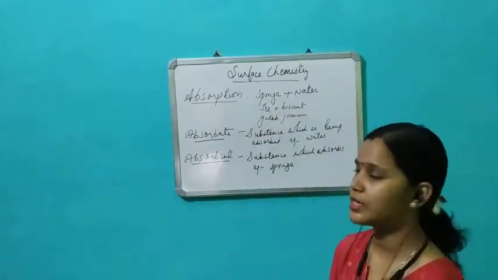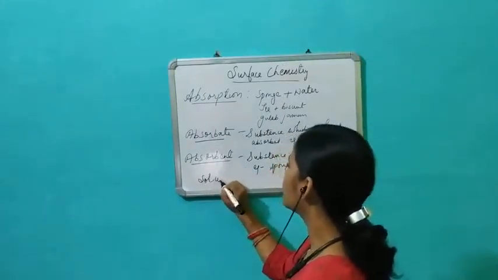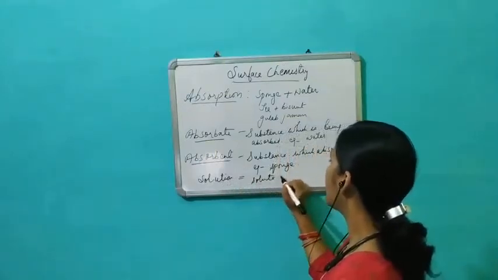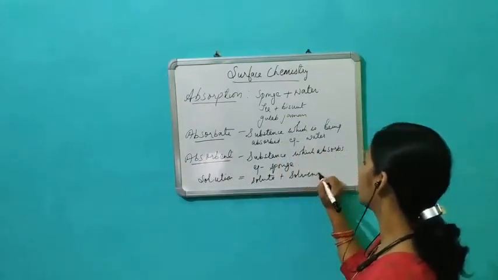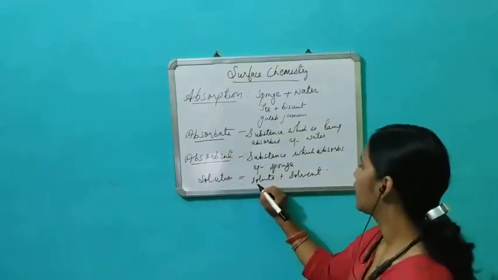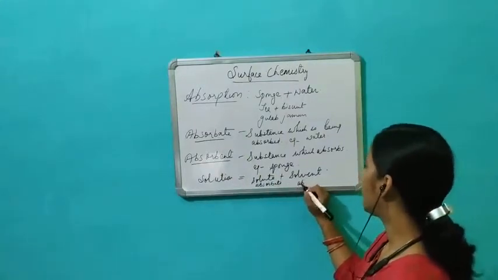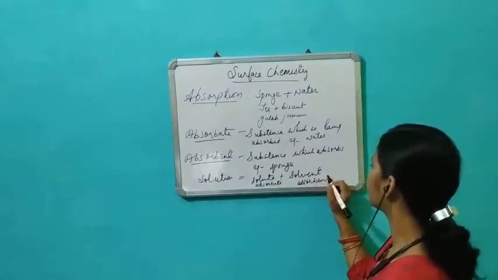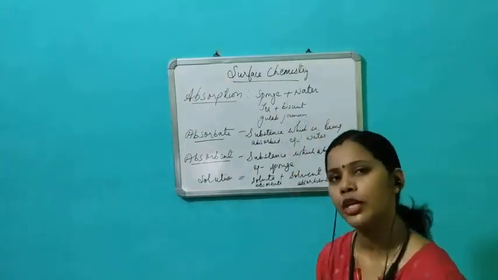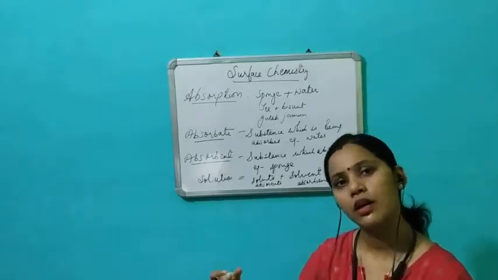Absorbate or absorbent, you simply remember the solution. You know that a solution is prepared when we have a solute and we have a solvent. So we can correlate the solute with the absorbate and the solvent with the absorbent. Correct? So this is absorption, where one substance gets absorbed into the other substance.